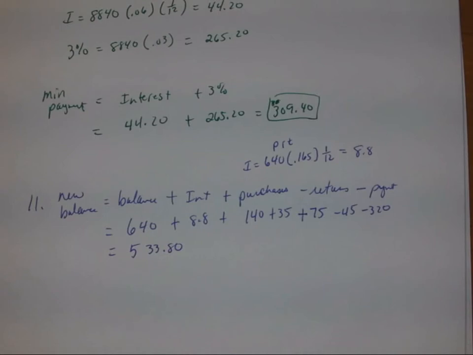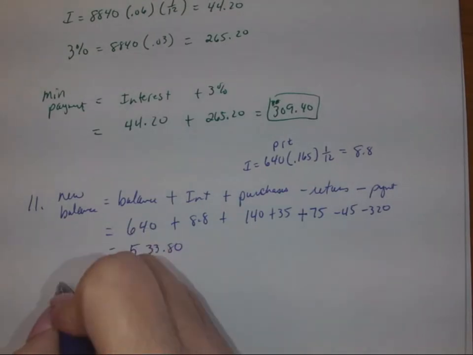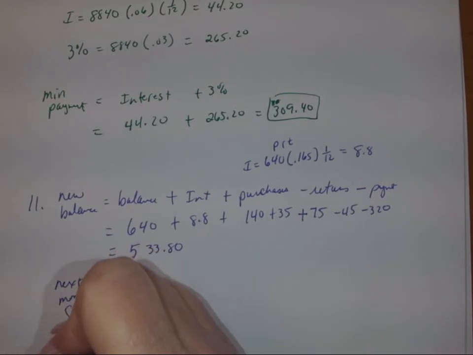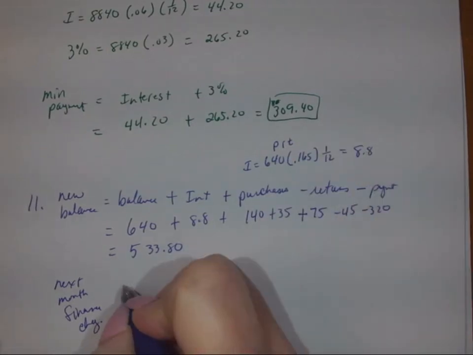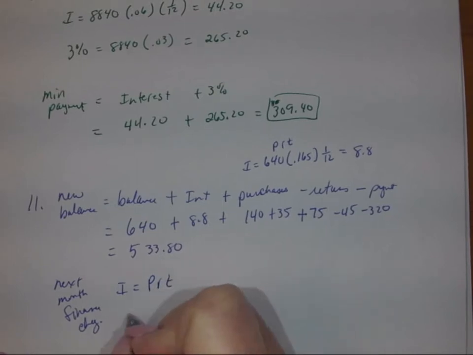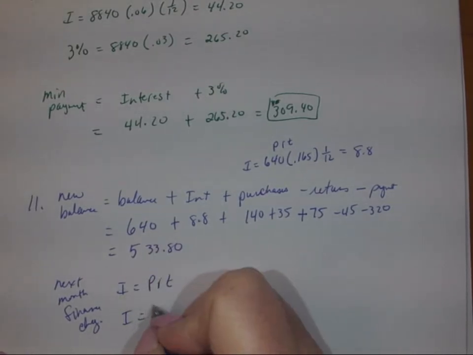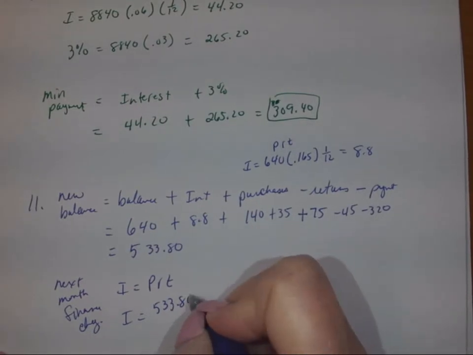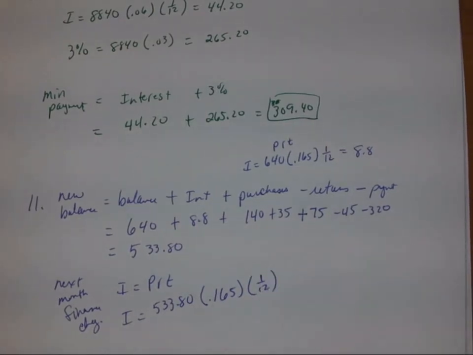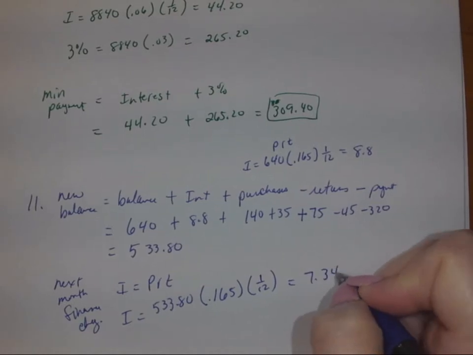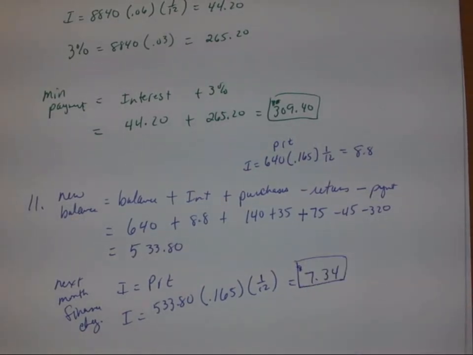$533.80. So now if we want to find next month's finance charge, this was this month's finance charge. We're going to do it the same way. So I is equal to PRT. So I is equal to this balance of 533.80 times the interest rate is still 0.165 and the T is still 1 over 12 because we're looking for 1 month. And that will be $7.34. So this is what the interest or the finance charge will be next month. So a little bit involved problem. You have to find this month's finance charge to go in there, but it'll be all right.